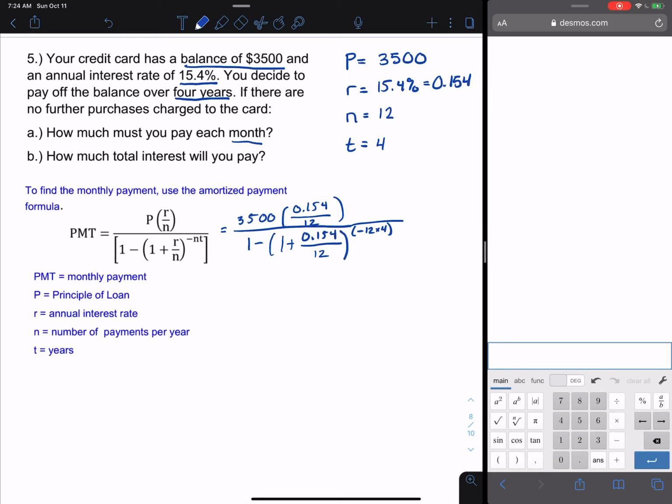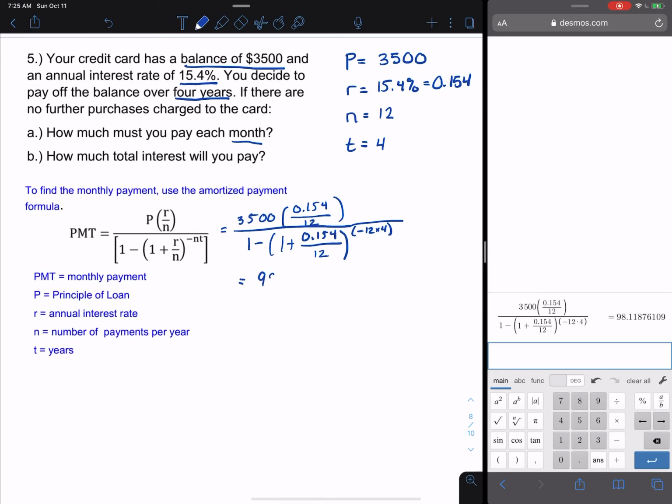I'll plug that into the calculator, so I'm going to hit the fraction button. 3,500 times 0.154 divided by 12. Hit the right arrow and close my parentheses. Come down to the denominator. 1 minus 1 plus 0.154 divided by 12. Hit the right arrow, close those parentheses, raise it to a power, open parentheses, negative 12 times 4, close those parentheses and hit enter.